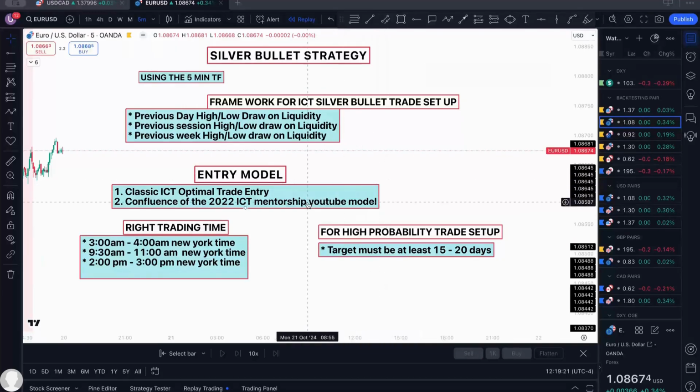So today's topic is the silver bullet strategy. I want to show you guys how to trade the silver bullet strategy the correct way, which has been corrected already, on how ICT himself said we should trade it. Now, this will enable you to get three amazing setups in a day, which I will also explain in this video.